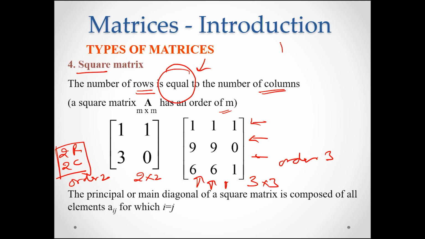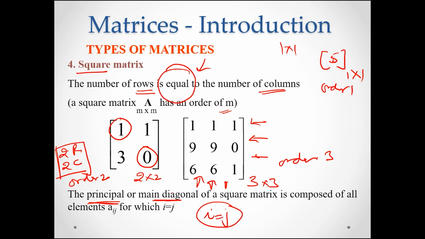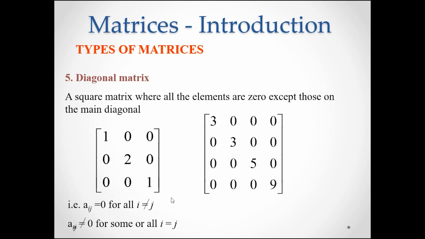And we can have 1 cross 1 is also possible. If I have a single number like this, single entry like this, it is of order 1 cross 1. So we can have as many orders as we want, and obviously a principal or the main diagonal. If you see this one, this is A11 and this is A22. So the place where i is equal to j, that particular line, these entries are called your principal or the main diagonal. Okay.